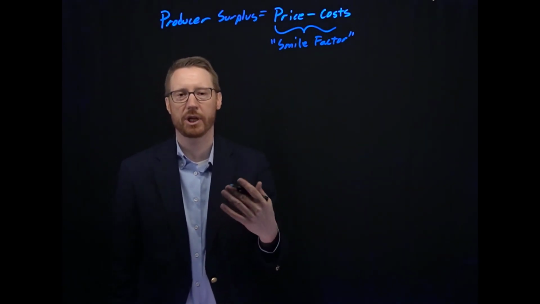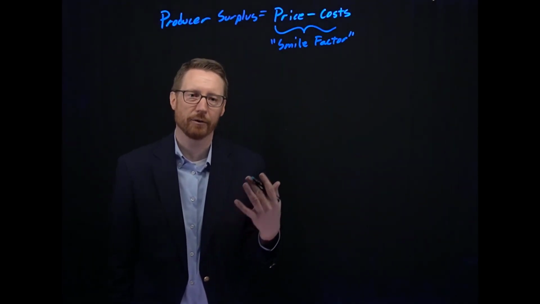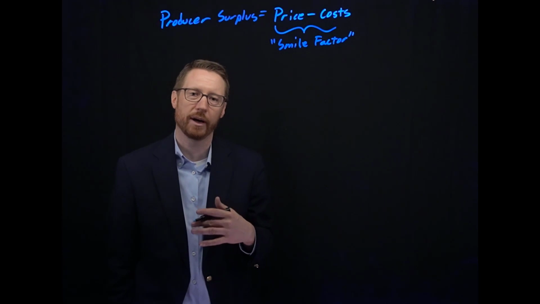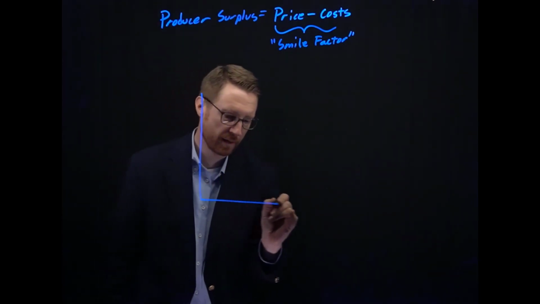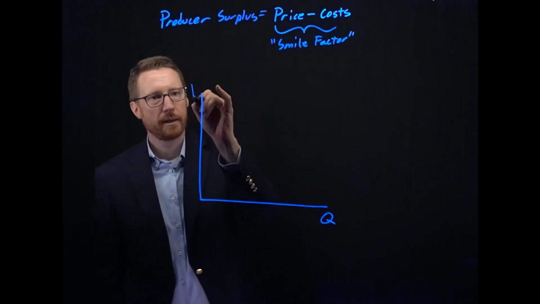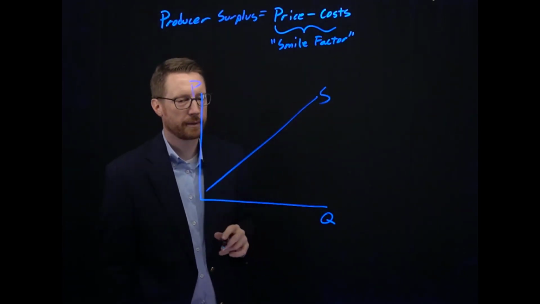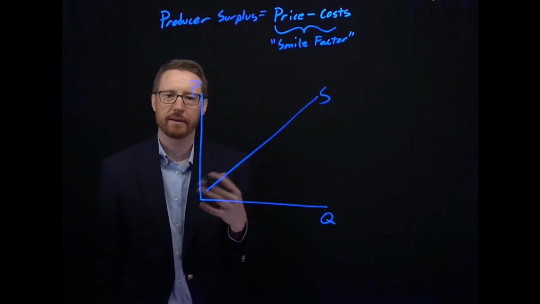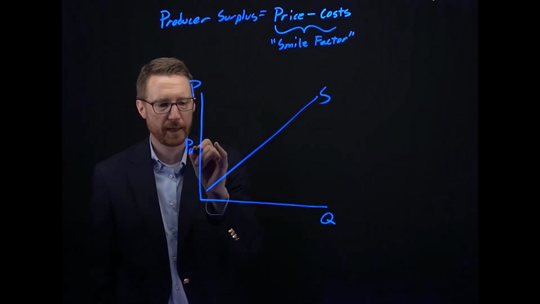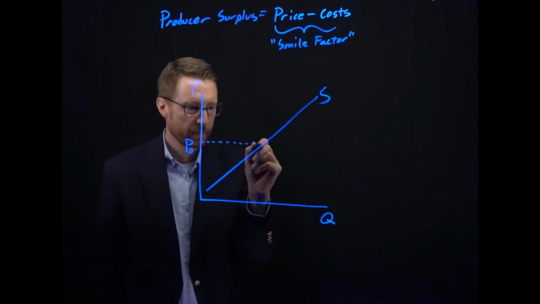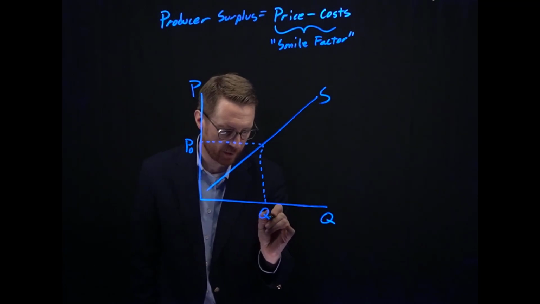If we want to think about a change in price, we should probably start out by just setting up a supply curve, and then we can look at how a change in price affects the producer surplus. So we've got quantity, we've got price, and we've got an upward sloping supply curve. Now let's put in a price, and we'll call it P naught. We've got some price and a quantity that goes with it. We'll call it Q naught.